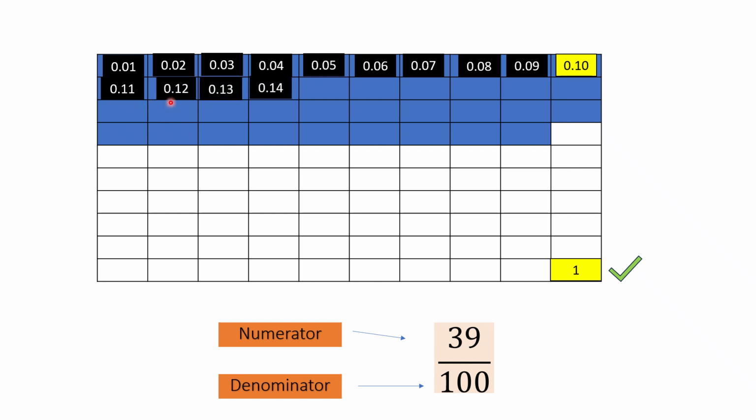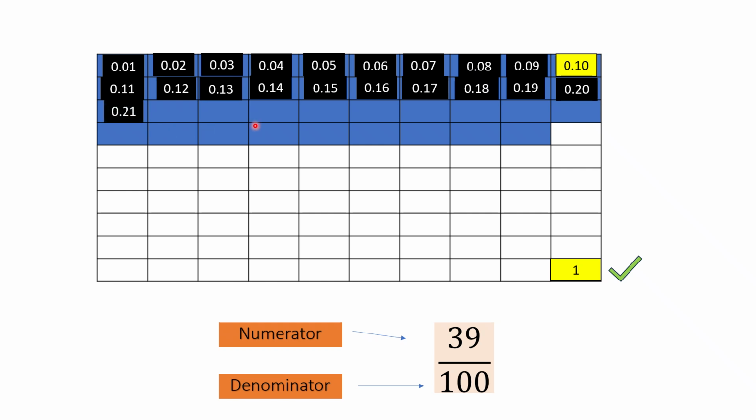Next will be 0.12, 0.13, 0.14, 0.15, 0.16, 0.17, 0.18, 0.19, and after 19, remember we had 0.20, that is 20 here, and we could have striked the 0 and keep it as 0.2. Okay, after 20 we have 21, so 0.21, 0.22, 0.23, 0.24, 0.25, 0.26, 0.27, 0.28, 0.29, and then we should have 30, that is 0.30.